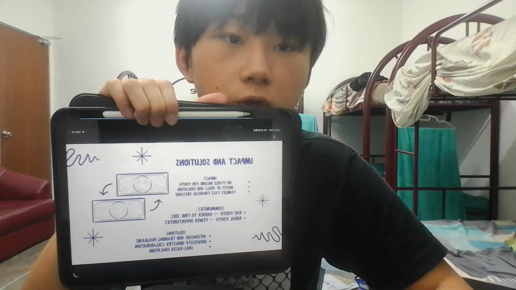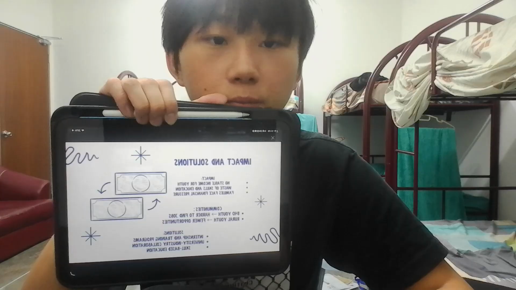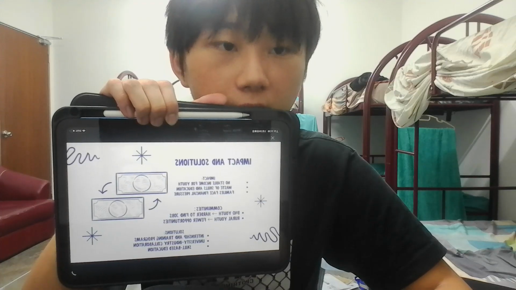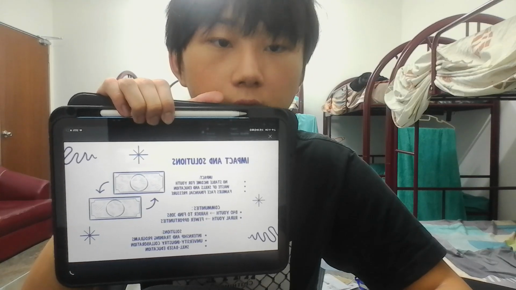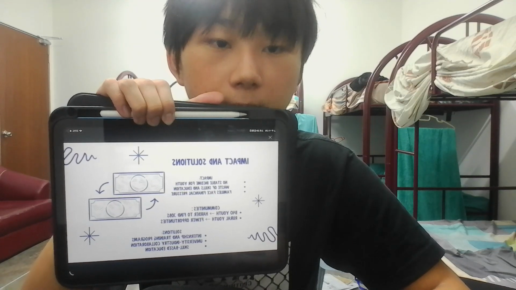And to solve the problem, internship and training programs should be expanded. Universities should also cooperate with industry to ensure graduates have relevant skills. In addition, skills-based education should be strengthened.